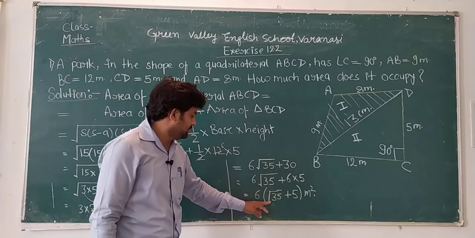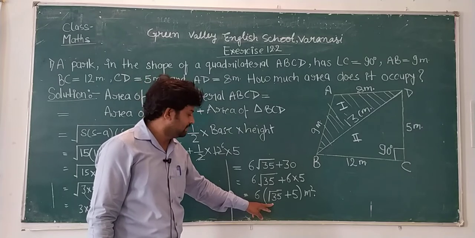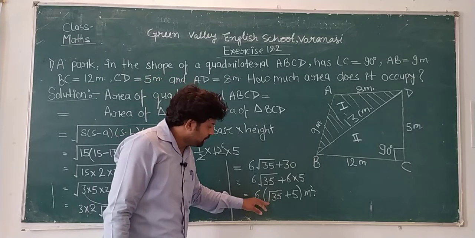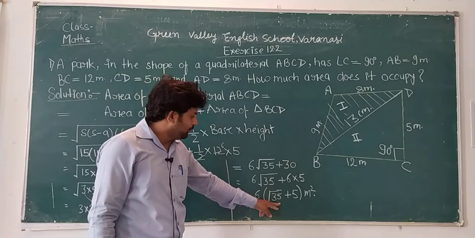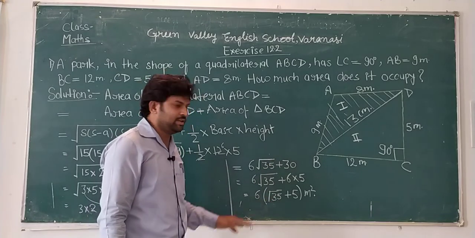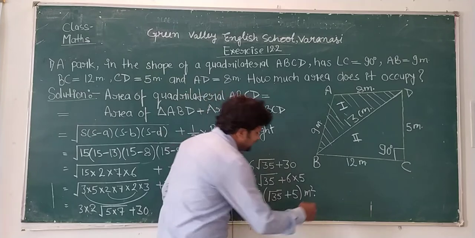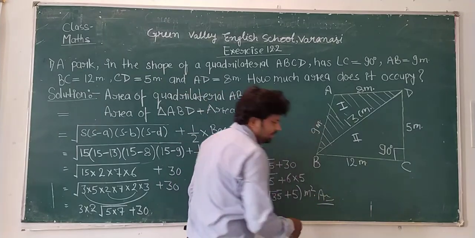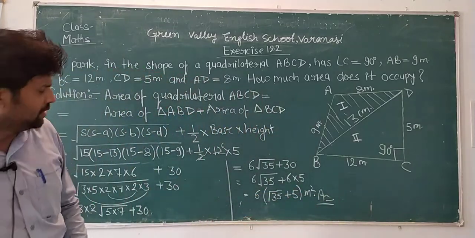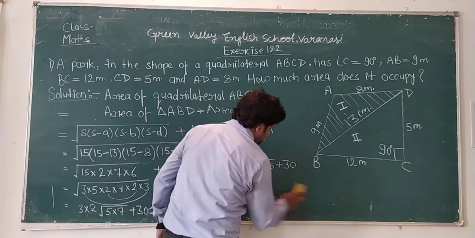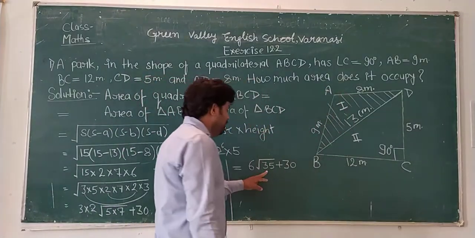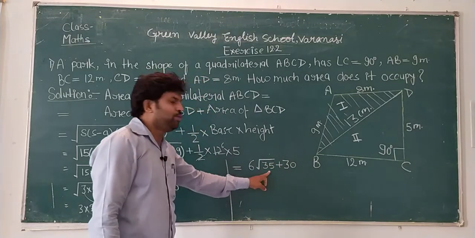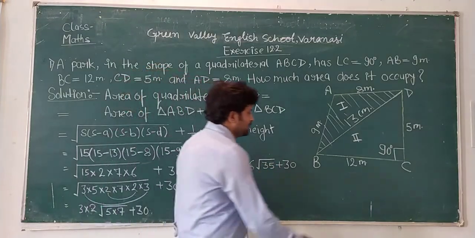Here this is our answer, but this is not the real answer, because here we see under root 35. This is also an answer, when we write this as one answer, it is also correct. But our need is an approximate value. Then first of all we will find the square root of 35.